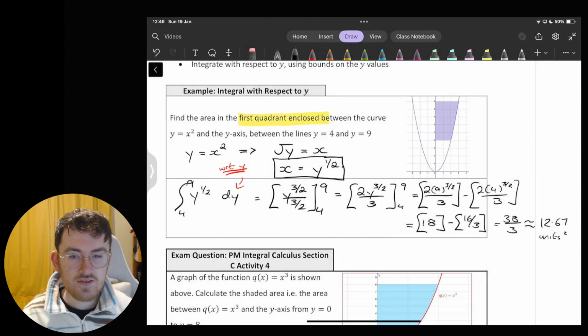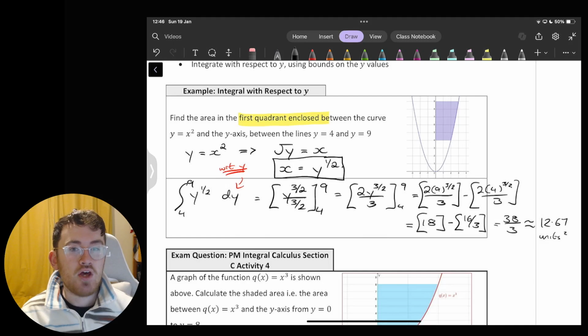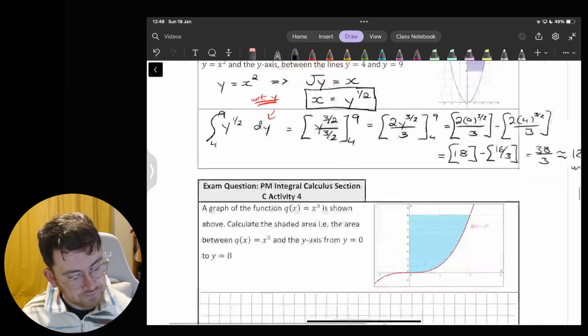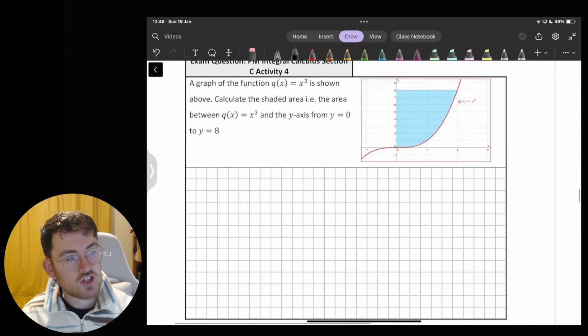Okay, so very, very similar in approach, but just that idea of rearranging the function, expressing it in terms of y as opposed to leaving it in terms of x as we have seen. Okay. So let's look at one more such example then.